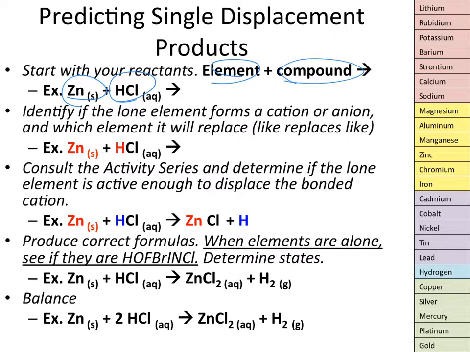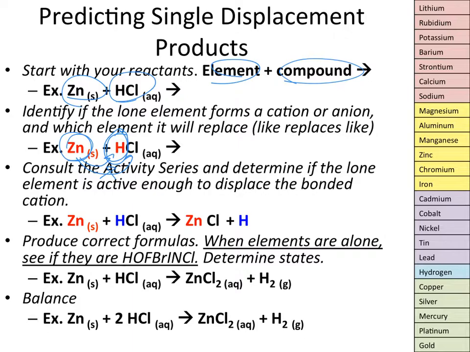The first thing we need to do after that is figure out, is this lone element a metal? Will it form a cation, or is it a non-metal? Will it form an anion? If it's a metal forming a cation, it will replace or try to displace the other cation in the compound. Okay, so zinc will not try to displace the chlorine. It will try to displace the hydrogen over here because they're both cations.